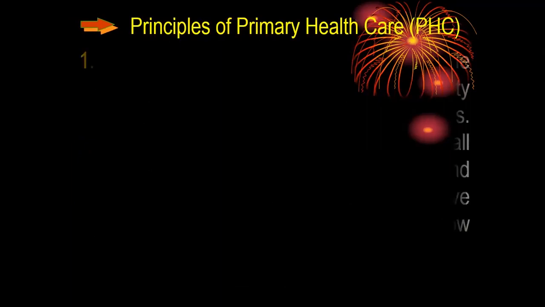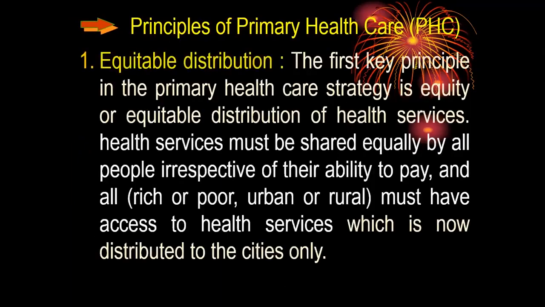There are four principles. Number one, and the most important principle, is equitable distribution. It is frequently asked in the examination, what is the difference between equitable distribution and equal distribution? Equitable distribution means distribution in relation to the need of the population. Equal distribution is equally distributed to the whole population. Equitable distribution is in the sense of need.